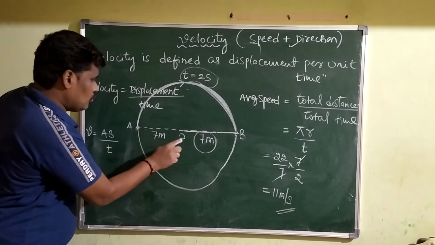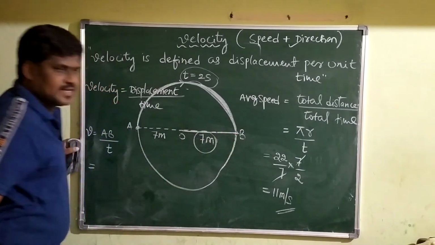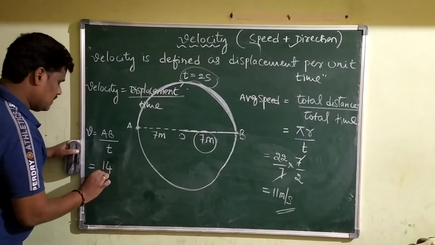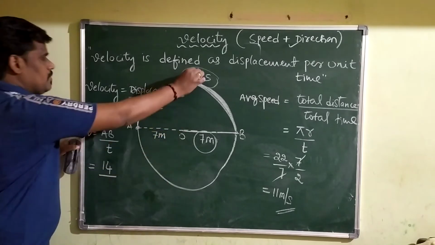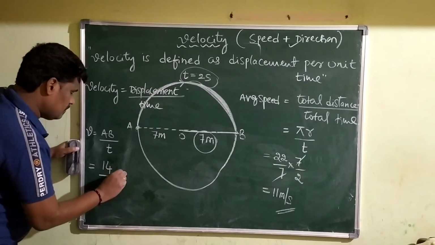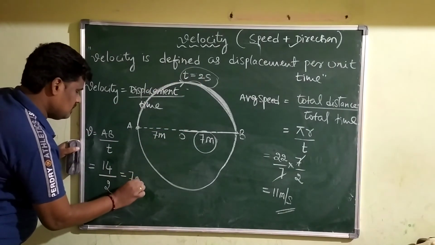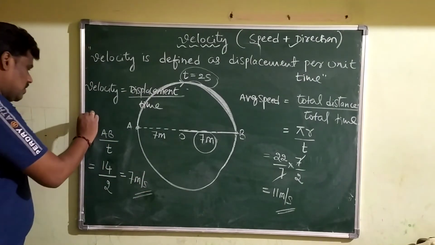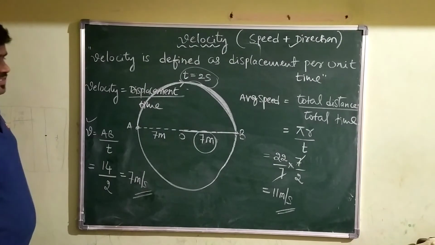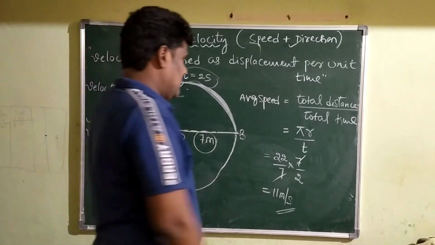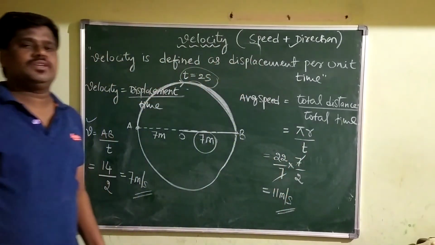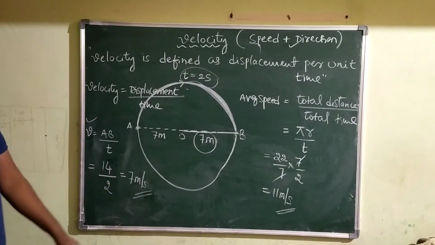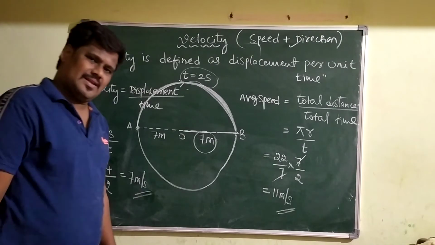Will you tell me what AB is? A to O is 7 meter. O to B is 7 meter. Total how much is it? 14. 14 meter divided by time taken, how much is it? 2. 14 by 2, how much is it? 7 meter per second. So the velocity of the body in this case is 7 meter per second and the speed of the body is how much? 11 meter per second. This is the case when the body is moving in a circle.